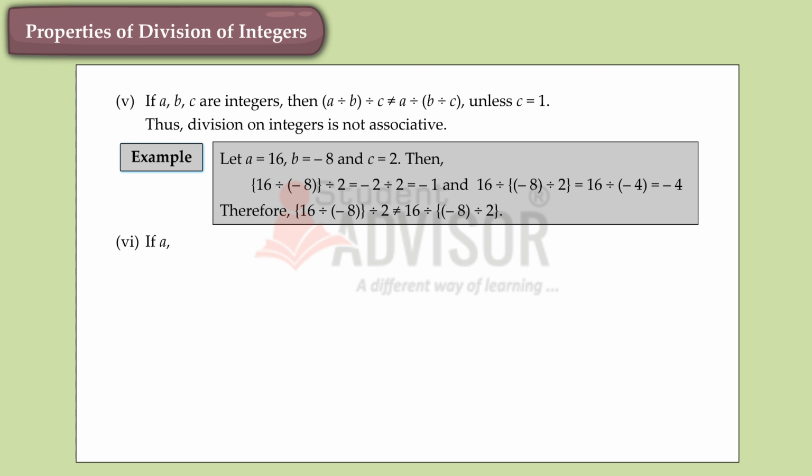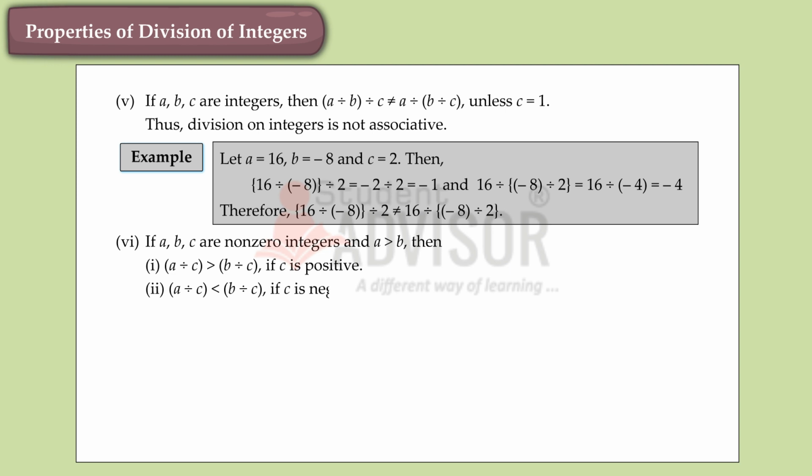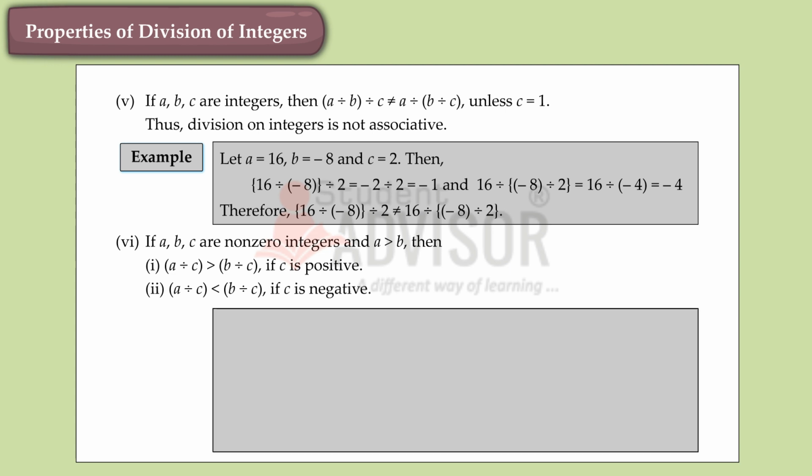If a, b, c are non-zero integers and a is greater than b, then first, a divided by c is greater than b divided by c if c is positive. Second, a divided by c is smaller than b divided by c if c is negative. Study the given example.